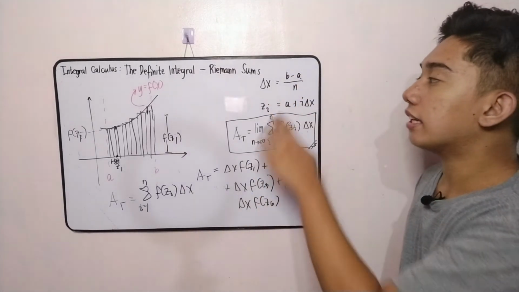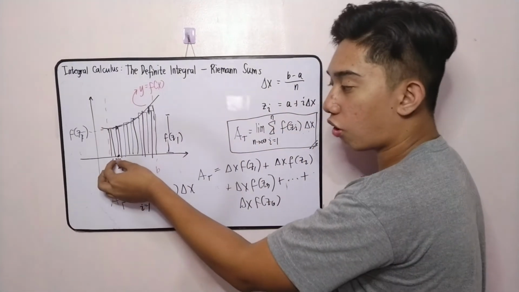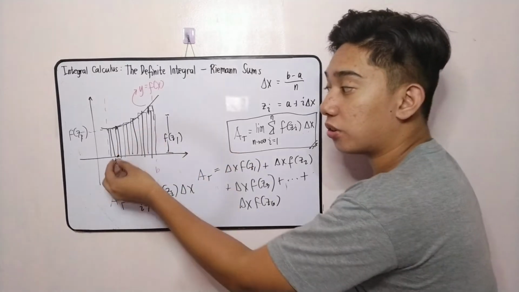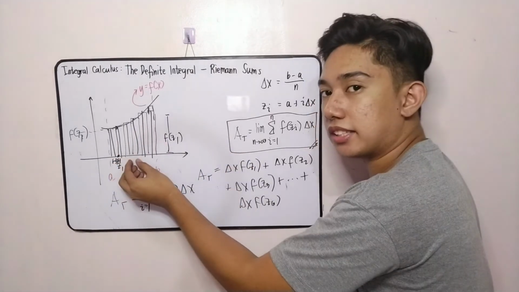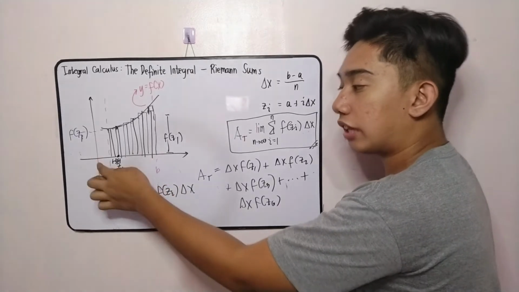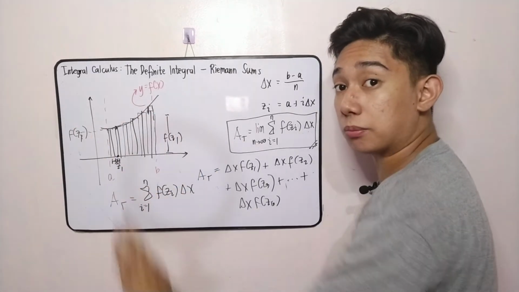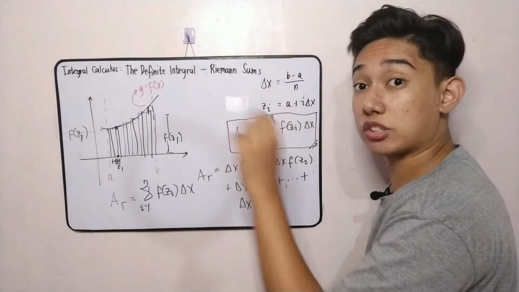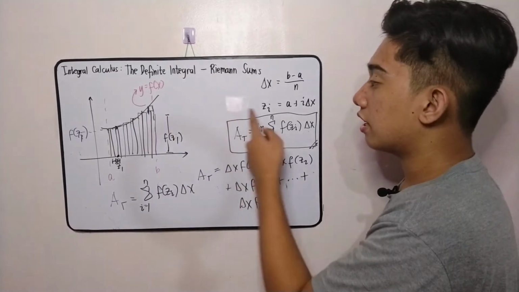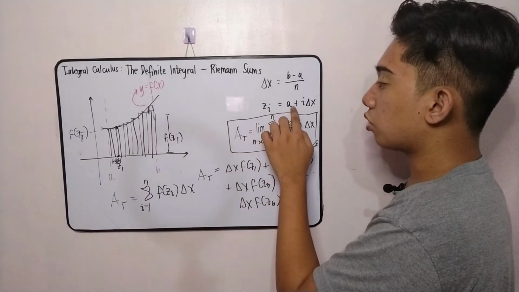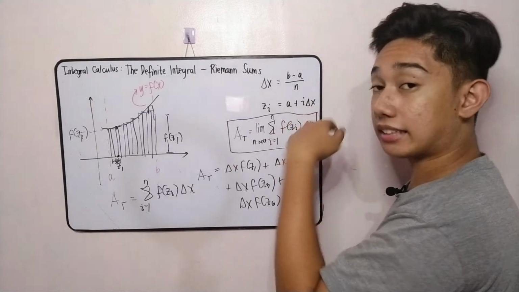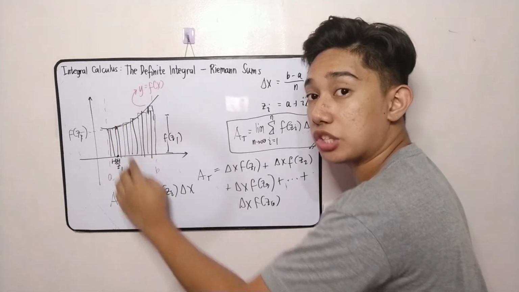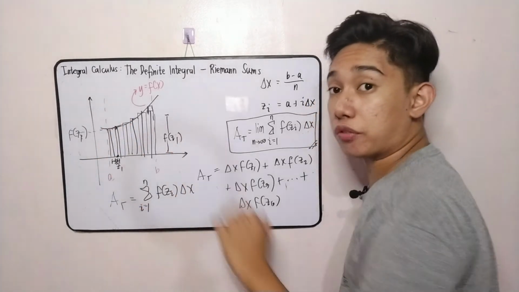So, paano yan siya? Bakit b minus a all over n? Take note that all the bases are equal lang sa kanila. Yung base dito, parehas sa base dito. Kaya, kung ilahat na lang natin all over ilang rectangles yung present sa ating area, then that is the change of x of each of the rectangular partitions. And for z sub I, you just use a plus I times delta x, so that it will just reflect on the position of the function.